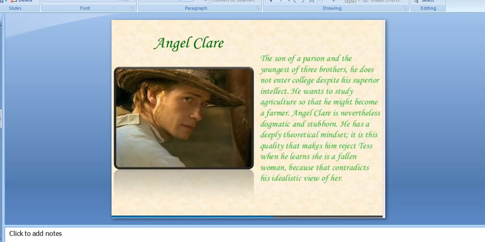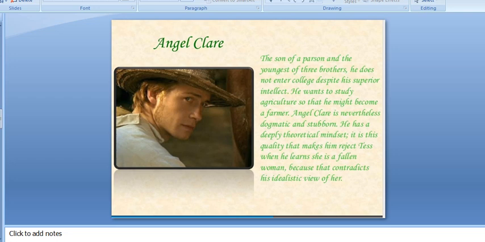Angel Clare, the son of a parson and the youngest of 3 brothers. He does not enter college despite his superior intellect. He wants to study agriculture so that he might become a farmer.